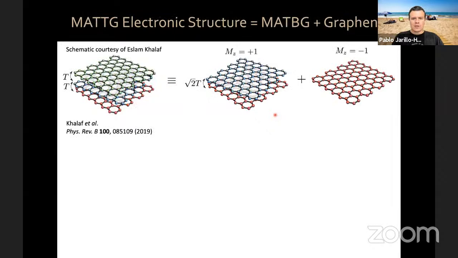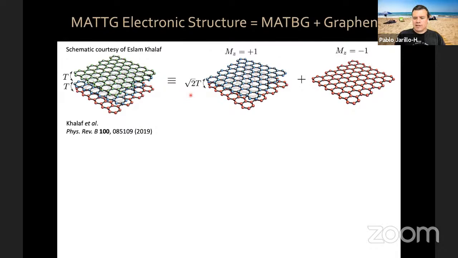Okay, so the electronic structure of magic angle twisted trilayer graphene is very interesting, okay? If you take your three layers of graphene and you consider the interlayer tunneling T between each pair of consecutive layers, it turns out your Hamiltonian, if you do a basis transformation, becomes block diagonal into two blocks: one block which is magic angle twisted bilayer graphene-like, but with an effective tunneling which is square root of 2 times T, and then another block, which is just monolayer graphene. Okay? So this is very interesting.